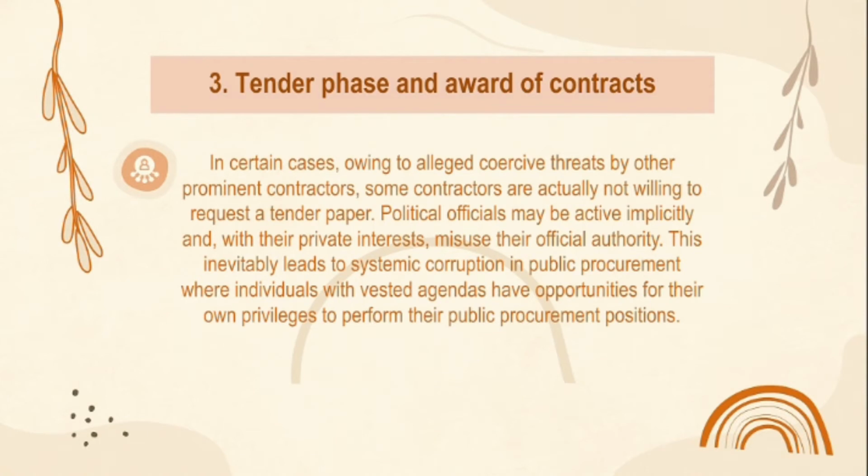Thirdly, the tender phase and award of contracts. One of the most critical phases of the public procurement process, where most corruption happens in developed countries, is tendering and contract awarding.